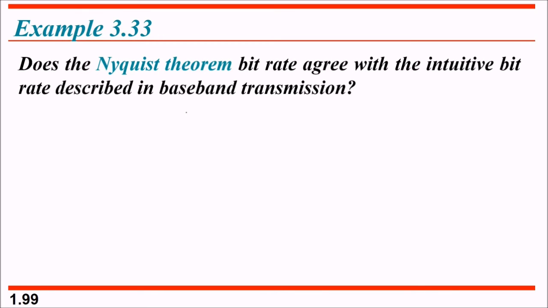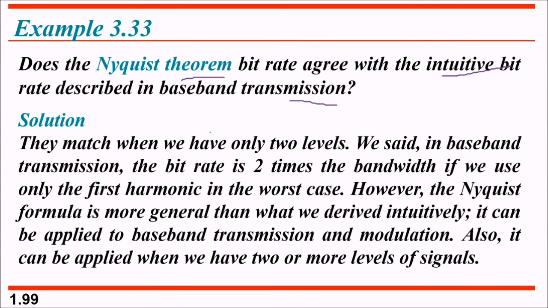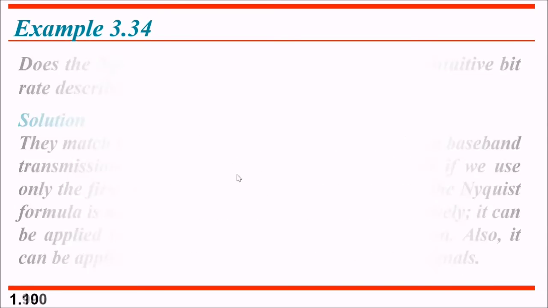Let us take the question: does the Nyquist theorem bit rate agree with the intuitive bit rate described in baseband transmission? They may match when we have only two levels. We said in baseband transmission the bit rate is 2 times the bandwidth if we use only the first harmonic in the worst case. However, the Nyquist formula is more general than what we have derived intuitively. So it can be applied to baseband transmission and modulation.